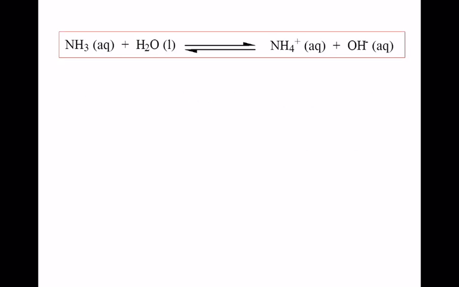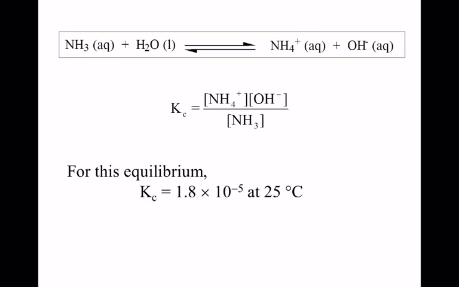For instance, here I can tell it's occurring in water because I have aq next to one of my reactants and my two products. So that H2O liquid will not appear in our equilibrium constant expression. It looks like this: we simply have the NH4+ raised to the first power times the OH- raised to the first power, divided by the NH3 raised to the first power. H2O does not appear.